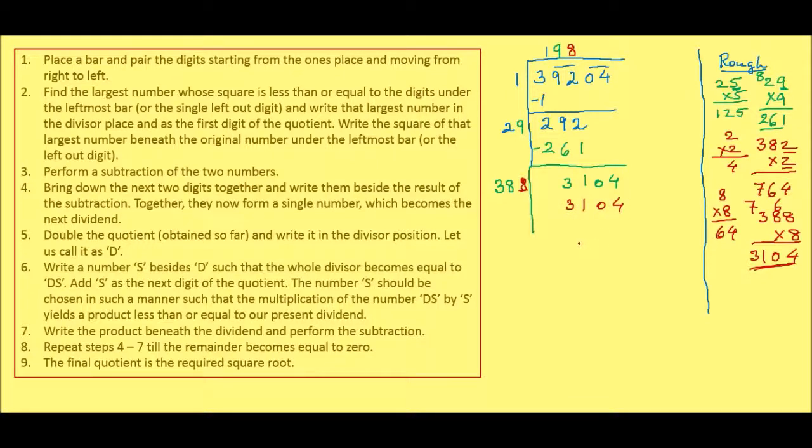3104. Write the product beneath the dividend and perform the subtraction. So we will be performing the subtraction. Repeat steps 4 to 7 till the remainder becomes equal to 0. Now the remainder has become equal to 0. So we stop. The final quotient is the required square. This 198 is the square root of 39204. So let us write the answer.